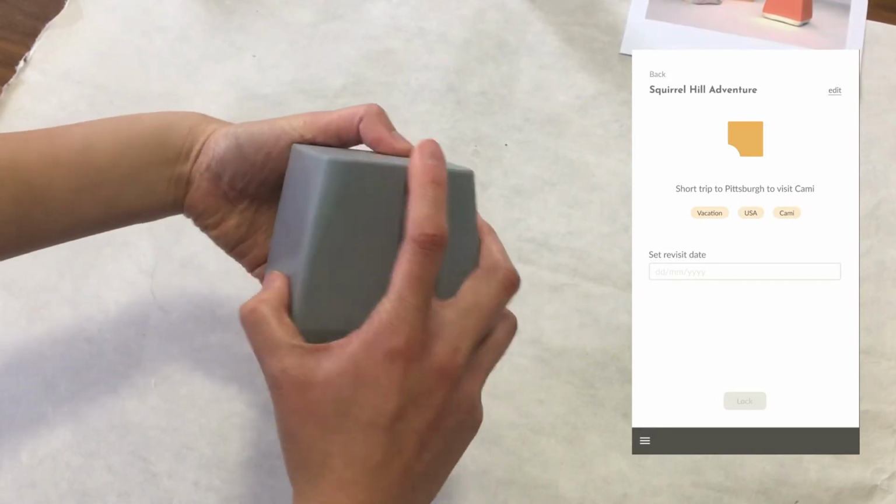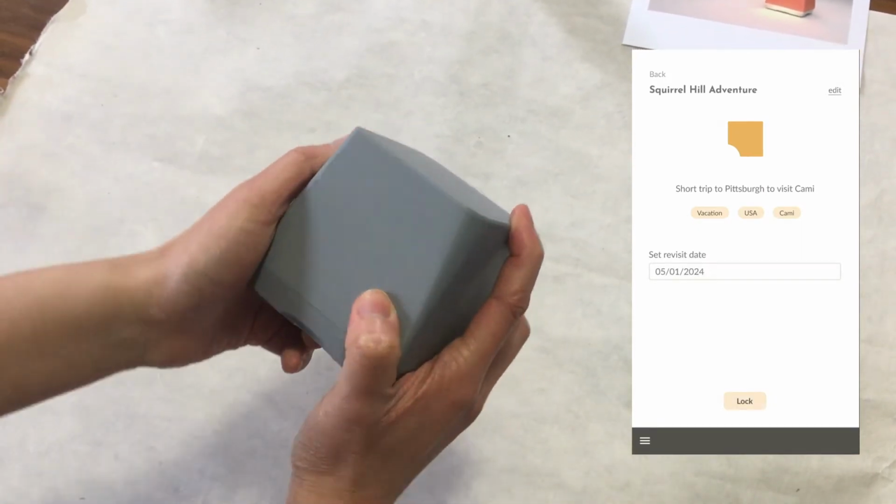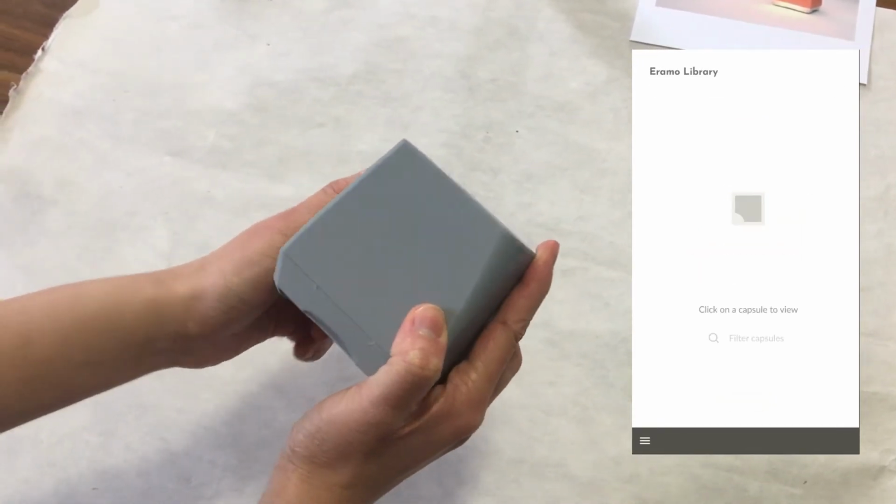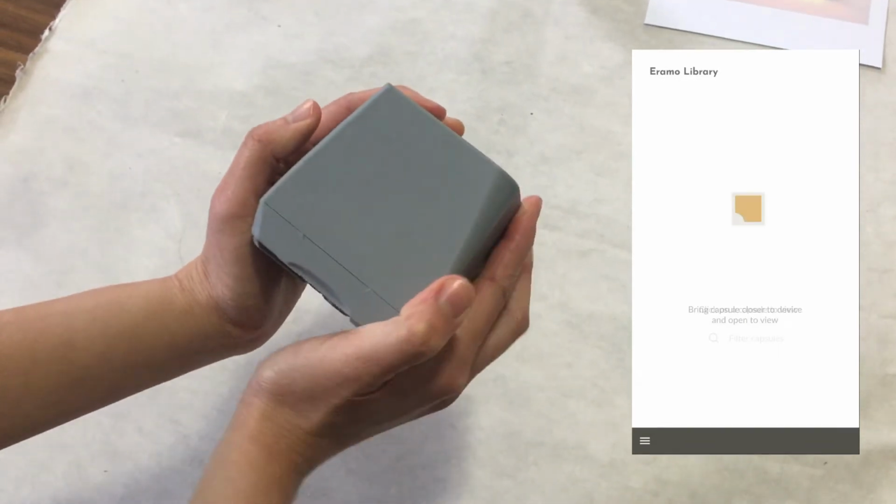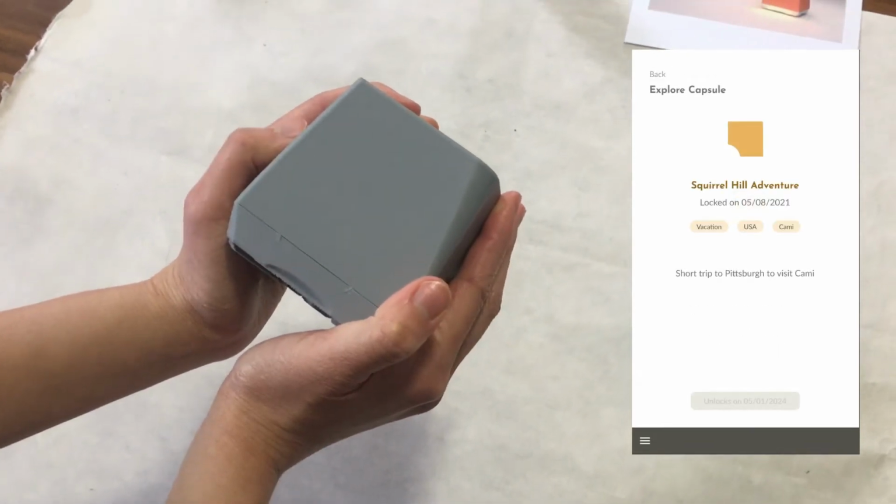When Jess is done reviewing her physical and digital artifacts, she proceeds to lock the capsule. She sets the revisit date to 3 years from today.